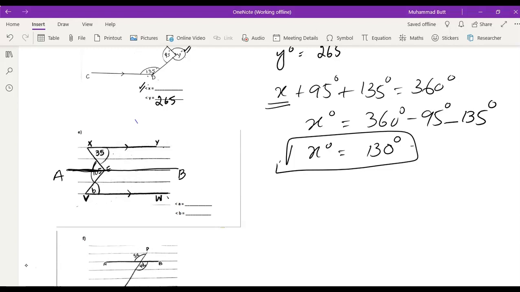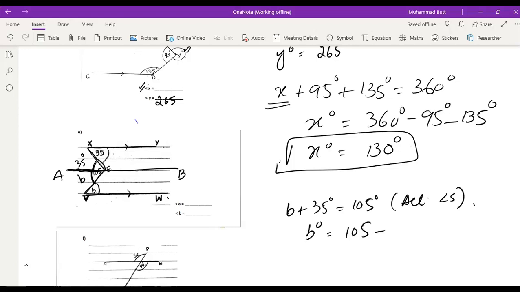This part of the angle is equal to 35 degrees because it's making a Z over here. It's an alternate angle. Over here again it's making a Z, and this part of the angle is equal to B. So we can say that B plus 35 is equal to 105. Alternate angles. So when we have to find out the value of B, that would be 105 minus 35, and you can find out the value of angle B easily.